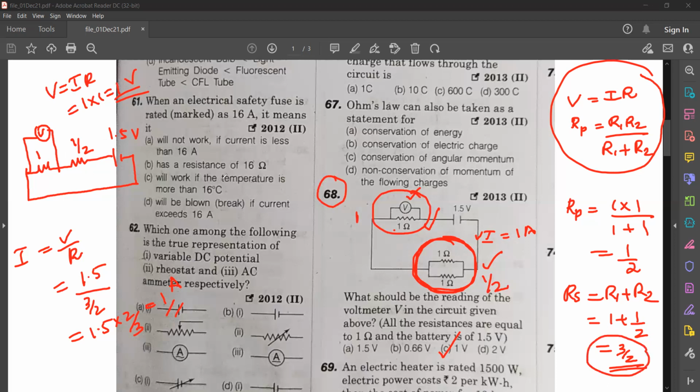Then I found out the current I. I is equal to V by R. Then from that I got current is equal to 1 ampere. So voltage across this 1 ohm resistance is current into resistance. I into R is V. So 1 into 1, that is 1 volt is the correct answer. Please copy down.